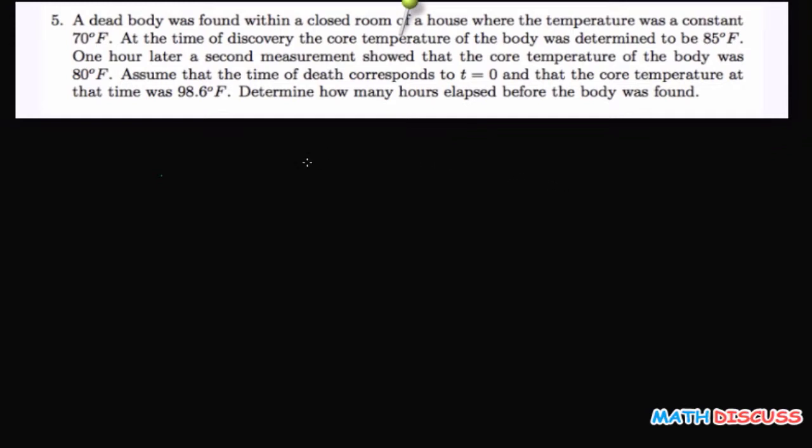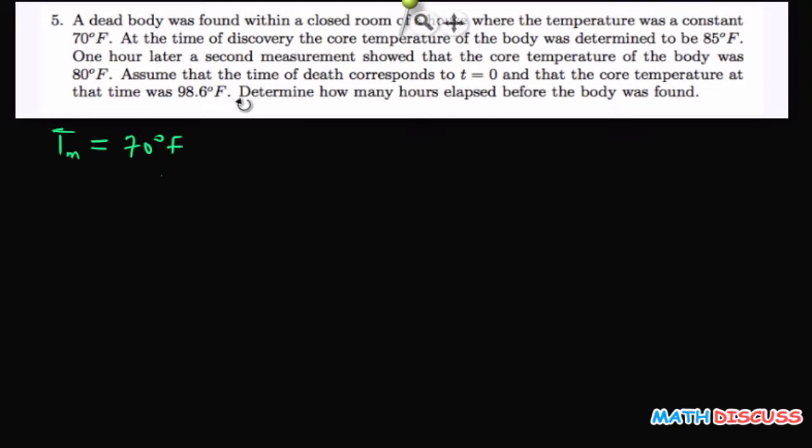Now this is question number 5. It says a dead body was found within a closed room of a house where the temperature was constant, 70 degrees Fahrenheit. Immediately I know that that is going to be my room temperature, 70 degrees Fahrenheit. I'm going to write that down. So my Tm is going to be 70 degrees Fahrenheit.